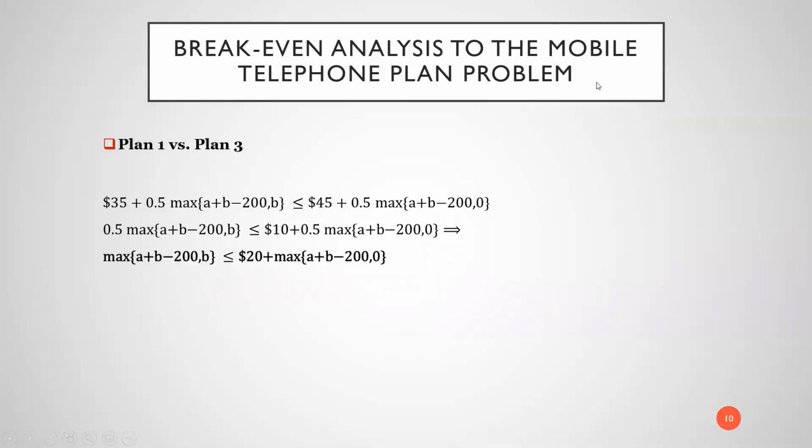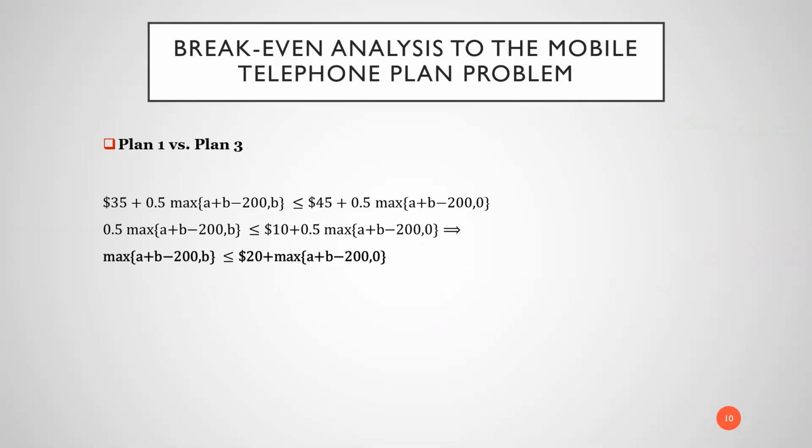Now, let's compare plan 1 with plan 3. A little bit more complicated. By following the same procedure, we get this final inequality. And the difference here with the previous case, I mean the plan 1 and plan 2, is that we have both A and B in the formulation, in the final formula, as you can see.